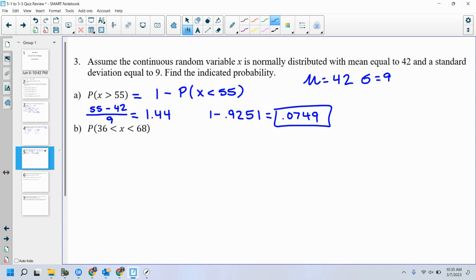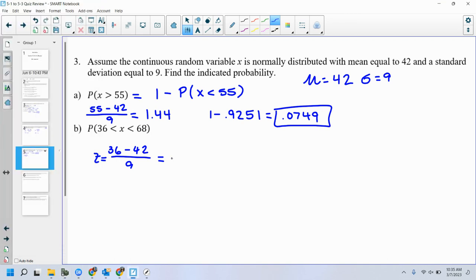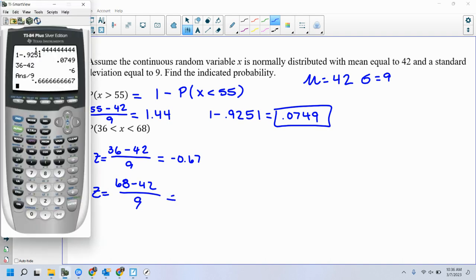The first thing I need to do is figure out those z-scores. The z-score of 36 would be 36 minus 42 over 9. 36 minus 42 is negative 6, over 9, negative 2/3, so negative 0.67 rounded to the nearest hundredth. If I want to do 68, that is 68 minus 42 over 9, which gives me positive 2.89.